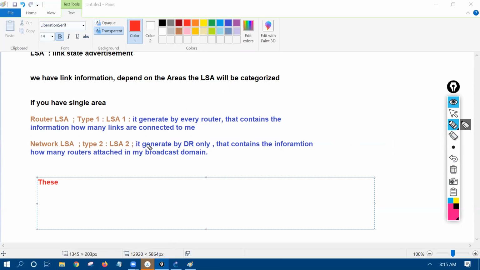So you said that it contains the information of how many routers are attached in my broadcast domain. So we can say the neighborships also, right? How many routers means how many neighborships, right? Exactly right, you can say that.